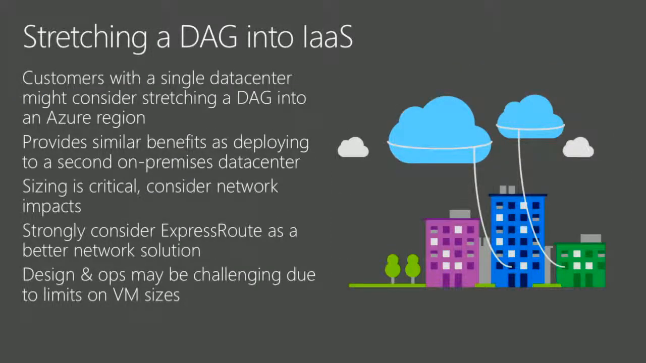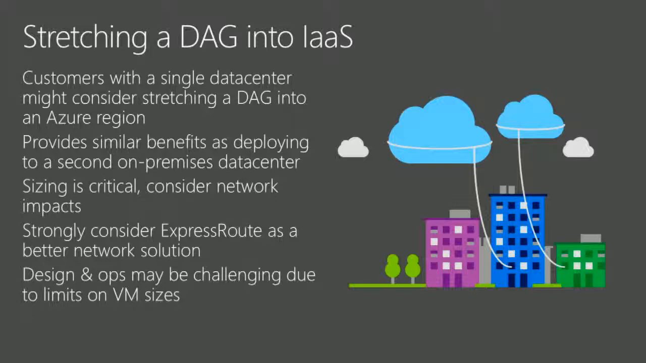Stretching a DAG into IaaS is another interesting potential deployment option. So the scenario here is that you have a single site, and now you want to introduce site resilience with Exchange. You have no second site to put Exchange servers into. So let's use Azure for that. I want to caution you that while this can be done, this is going to be really, really tricky to get right. There's a number of reasons for it, and I'm not going to be able to cover all of them with the amount of time that I have to talk about it today. So you'll see more guidance on this particular topic from us over time.